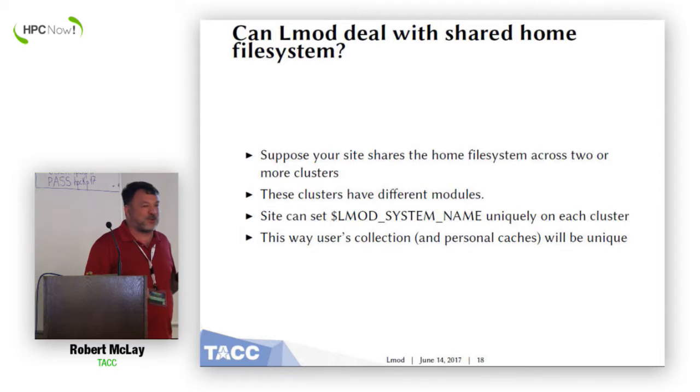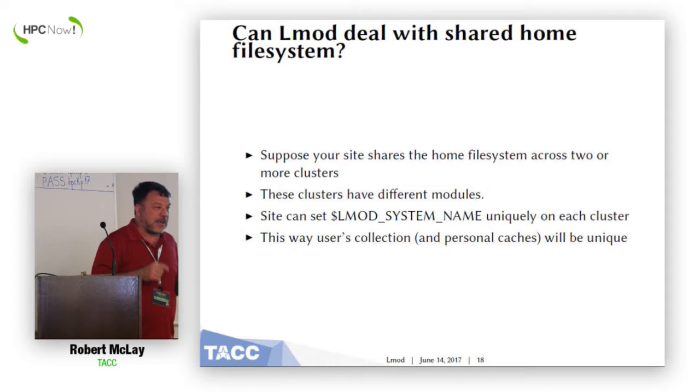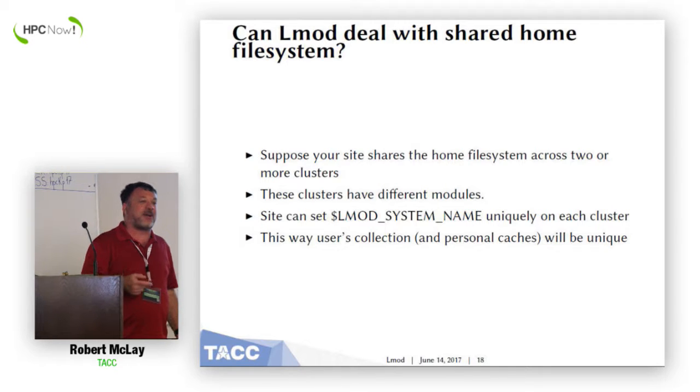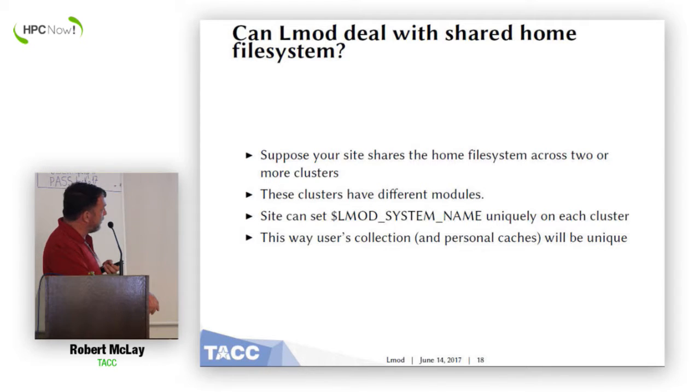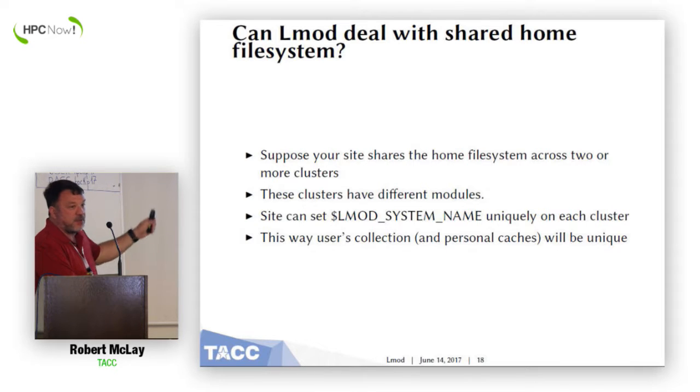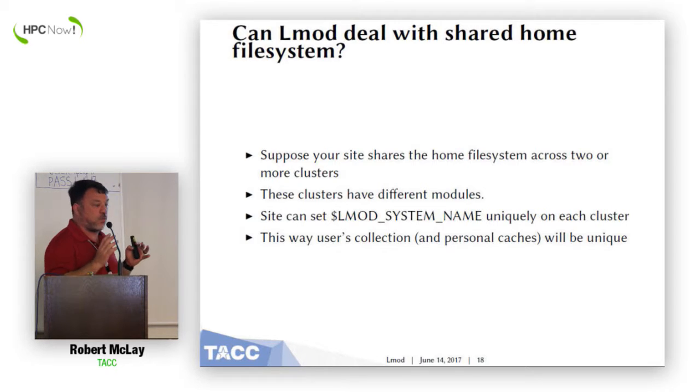I would say we never do that. But in fact, on our most recent machine, for contractual reasons, we had a shared home file system one time. And I was glad I had added it to Lmod so that we could use it rather than having to invent it on the fly. So if you share your home file system across two or more clusters, and it's very likely they're going to have different modules on them, then you can set Lmod system name to be unique for each cluster, and that will make the user collections and cache files unique for that machine. Because obviously, one set of modules may not be available on the other system, so you want to have different collections.